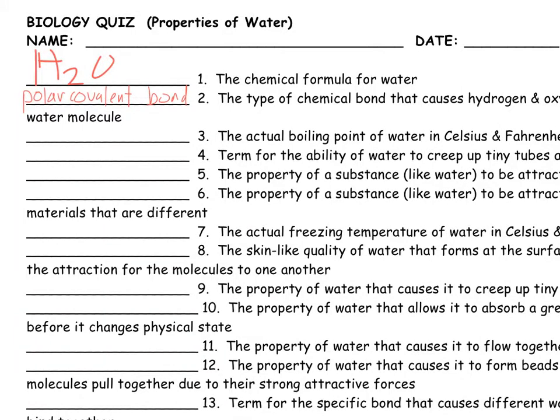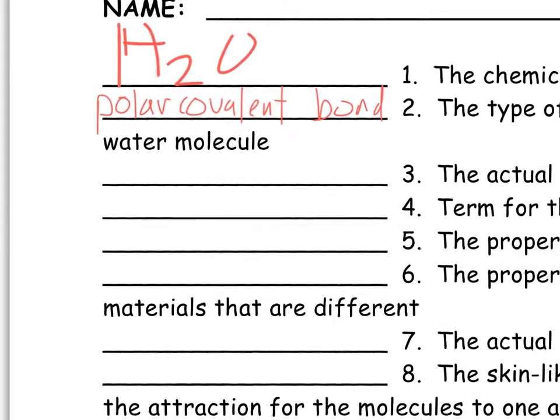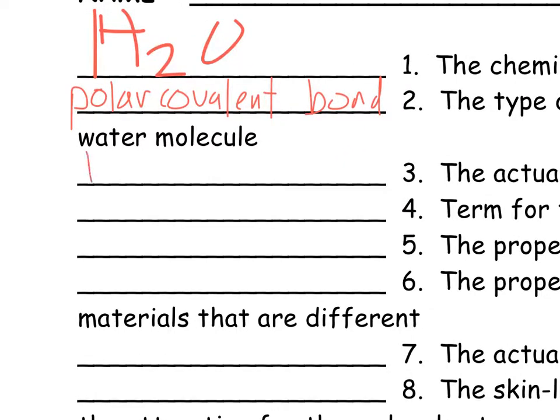So number 3, the actual boiling point of water in Celsius and in Fahrenheit. Let's start with Celsius first. 100 degrees Celsius. What's the boiling point in Fahrenheit? 212 degrees Fahrenheit.